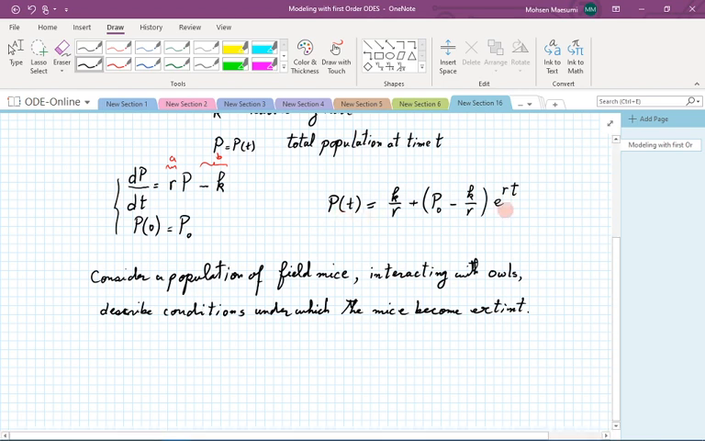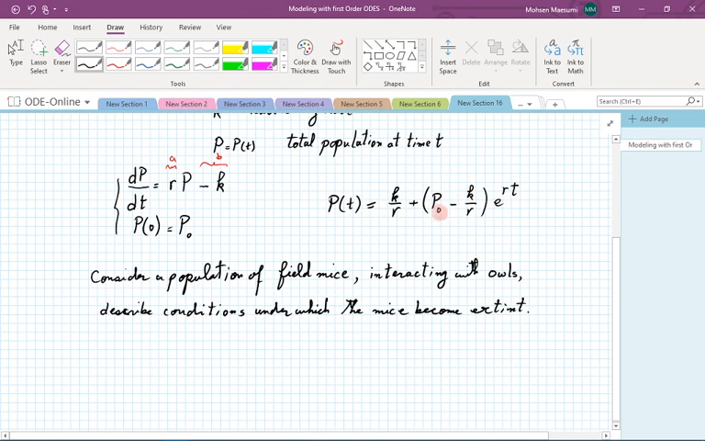So we look at this and we say, okay, if P0 is larger than K over R, then the population is going to be always positive. K over R is positive. If this is positive, exponential of RT is always positive. The population is going to keep growing and it's not going to become extinct.